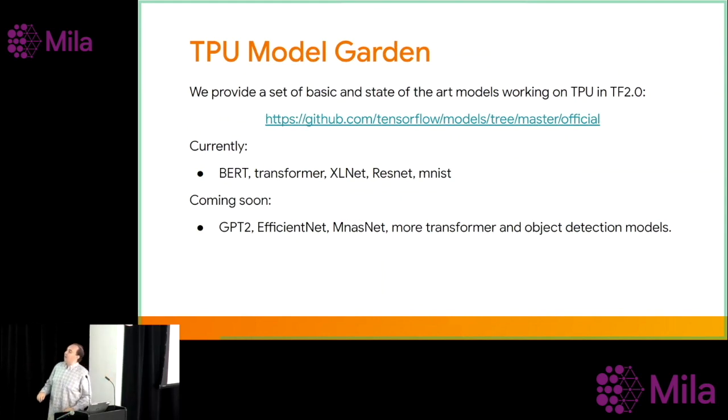So far what we have is BERT, a general transformer model, XLNet, ResNet, and MNIST. Okay, once again, who cares about MNIST? But these are all working right now in 2.0 on TPUs if you run them. Moreover, we're going to have in this repository more models like GPT-2 and more image models like EfficientNet and MnasNet, and other transformer and object detection models. We're going to keep updating this as new models come in, because we want to provide you with some examples of what you can do with TPUs.